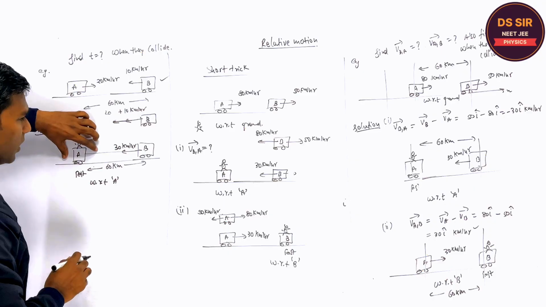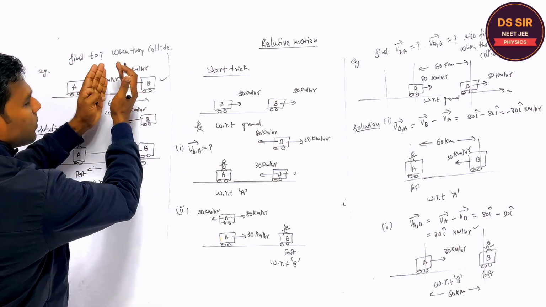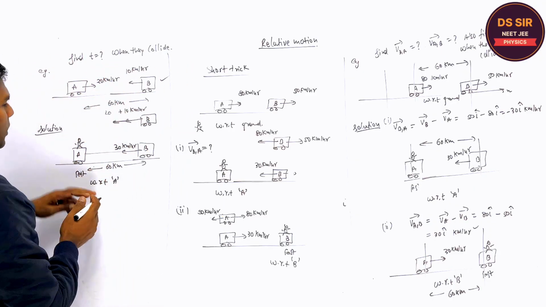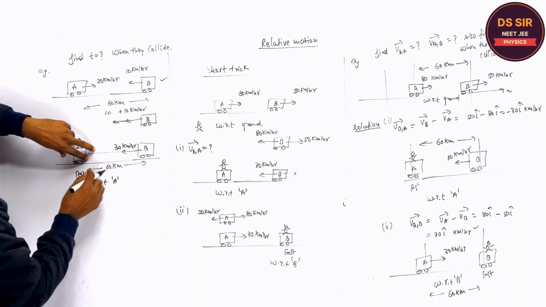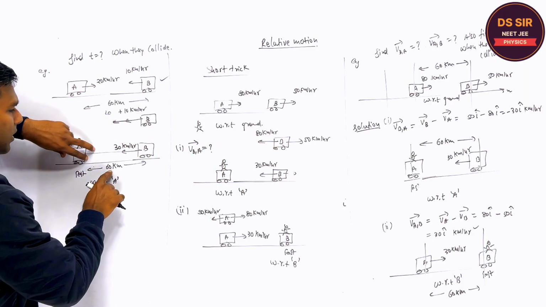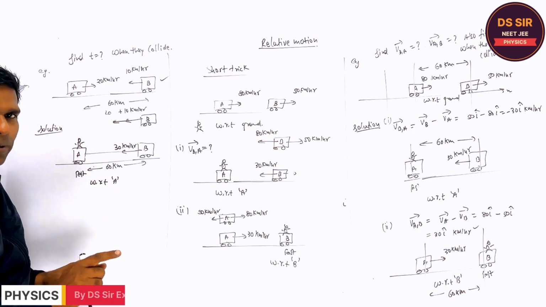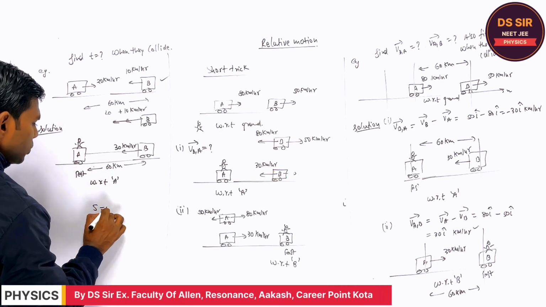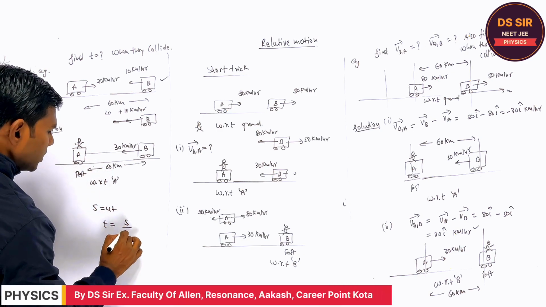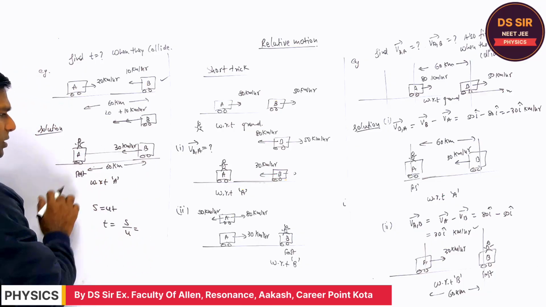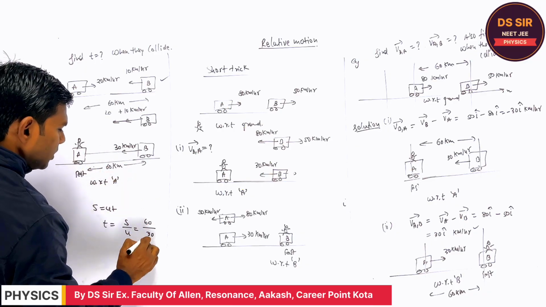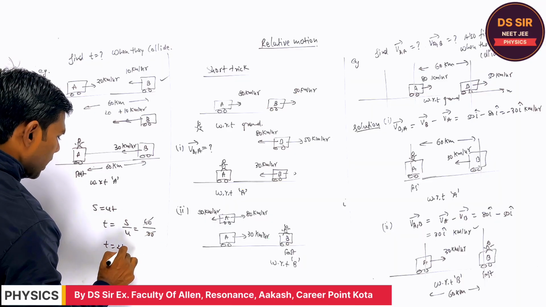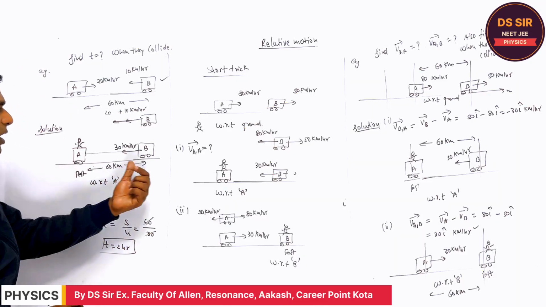30 km per hour. And what is the distance? Although both are moving with respect to the ground, with respect to A it will look like B is coming towards A with the speed 30 km per hour, and 60 km is the separation. So S is equal to UT, so time is equal to distance upon speed. What is the distance? 60. What is the speed? 30. So 2 hours. After 2 hours, it will collide.